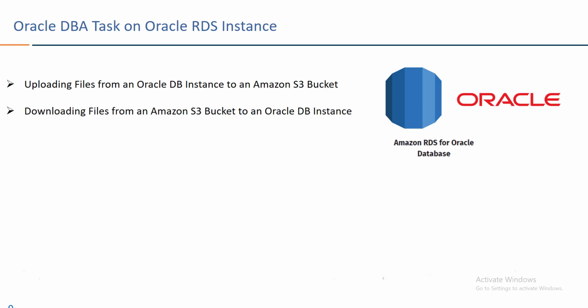Similarly, even if you don't have access to an operating system, you can create a directory. We'll see in the lab, we can create a directory and you can put your output file from the RMAN backup to the directory. And from that directory, you can copy your file outside the RDS to the S3 bucket. And you can do vice versa.